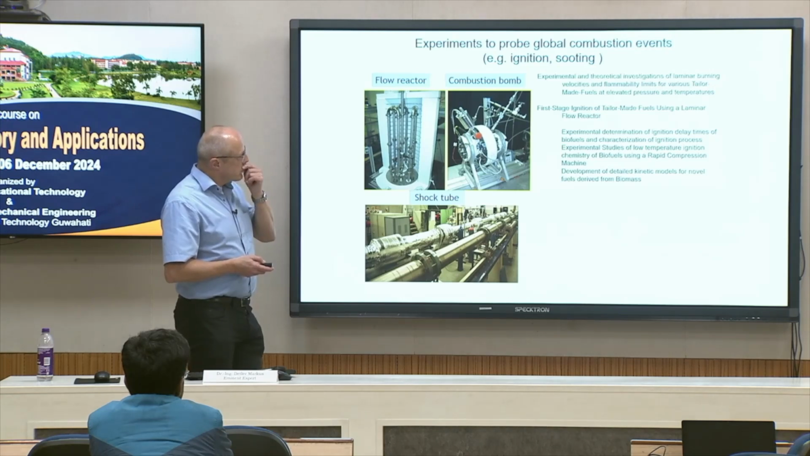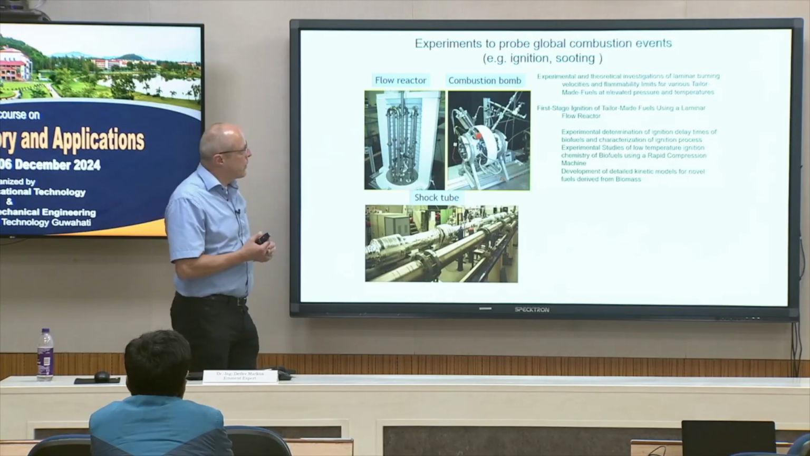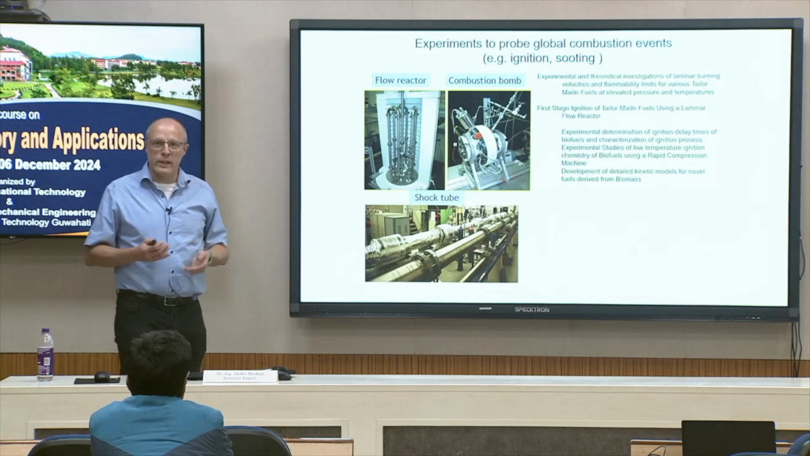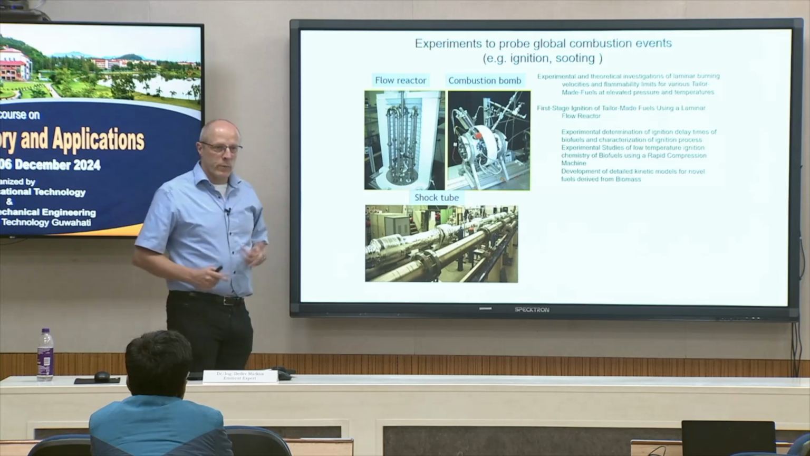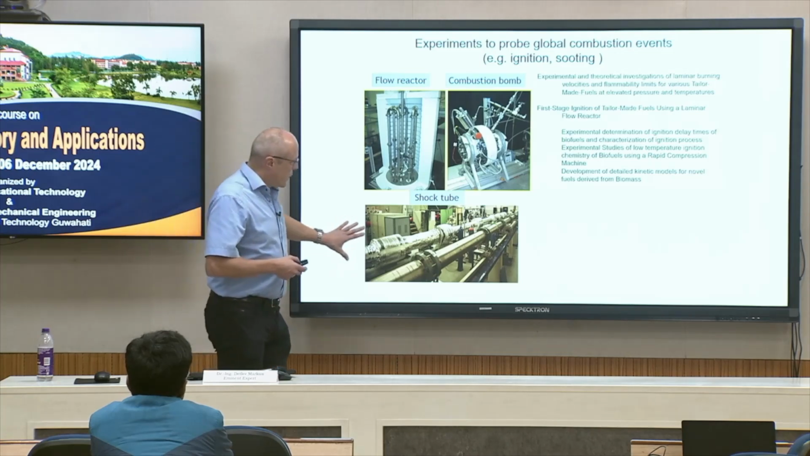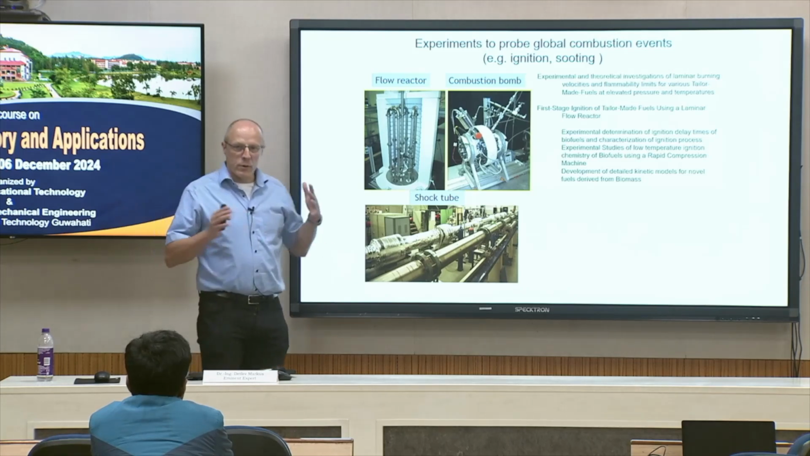So we have different experimental setups. We can use them to examine this. So flow reactor, I have explained already. We can use a classical combustion bomb, where we have a premixed mixture which we ignite, where we can examine pressure development, we can look for specific species, and so on. And we have these classical shock tubes where we have a driver part where we have a high pressure.